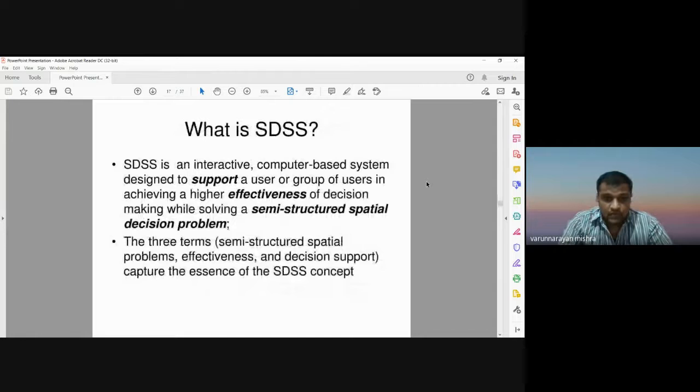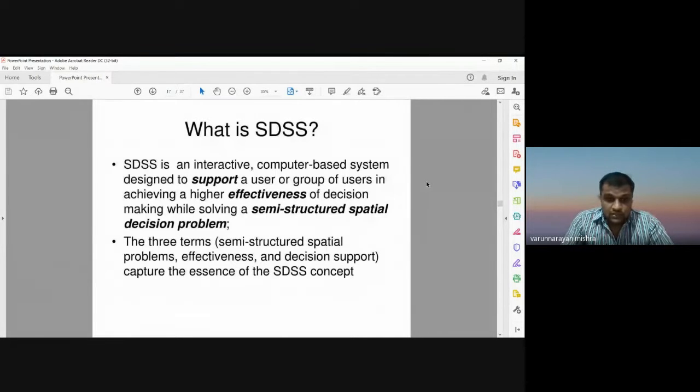So now we are going to see what SDSS is. SDSS is an extension of the decision support system. It is an interactive computer-based system that is designed to support a user or a group of users in achieving higher effectiveness of decision making while solving a semi-structured spatial decision problem. There are three terms: semi-structured, effectiveness, and decision support, that capture the essence of the SDSS concept.